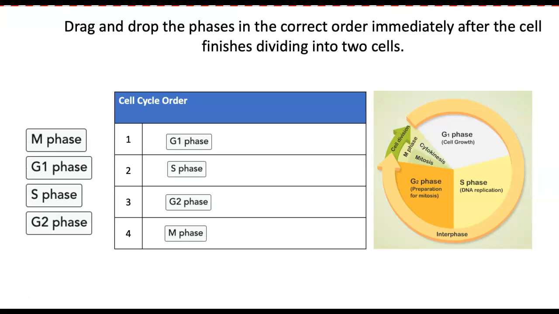Here are the answers to the first drag and drop activity. Notice that the G1 phase occurs directly after the cell division. Also notice that the cell spends the majority of its time in interphase, which includes the G1, S, and G2 phases.